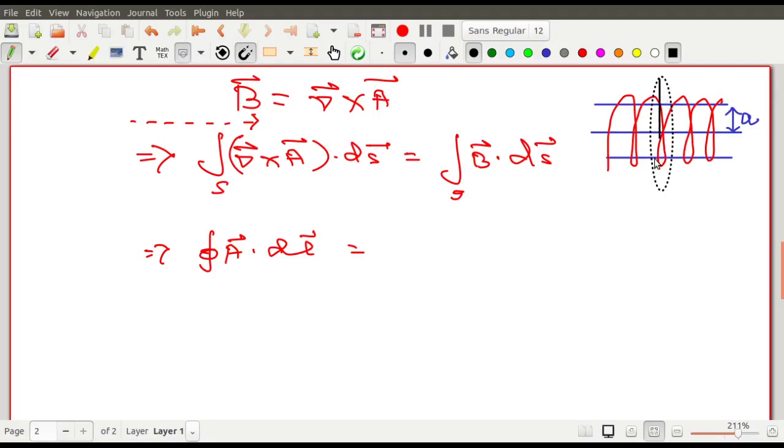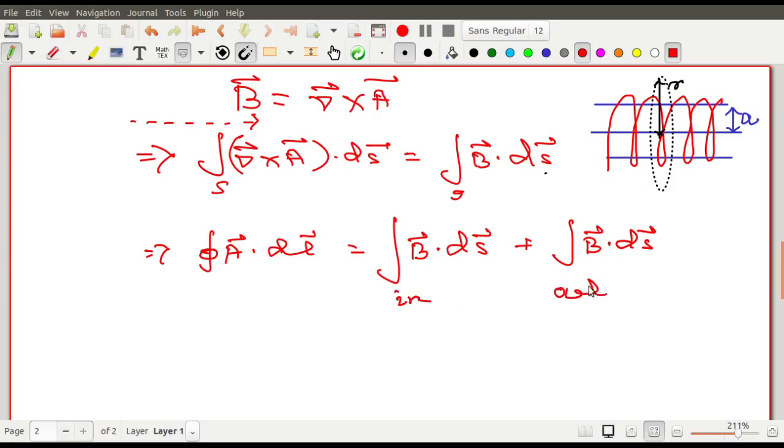What is the radius of this one? The radius is r, the radius of the Amperian loop. That means a part of the Amperian loop is inside and a part of the Amperian loop is outside. So now this integral has two parts, one is outside and one is inside. Let me put it in two different parts: B dot ds and again B dot ds. This integral is inside the solenoid and this integral is outside the solenoid.